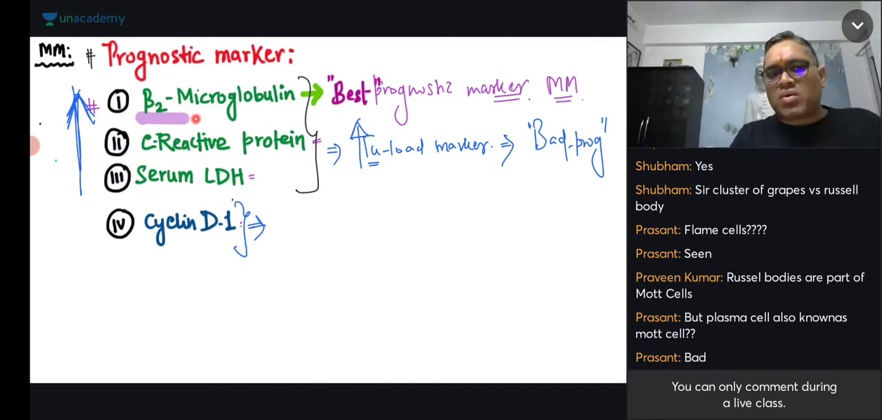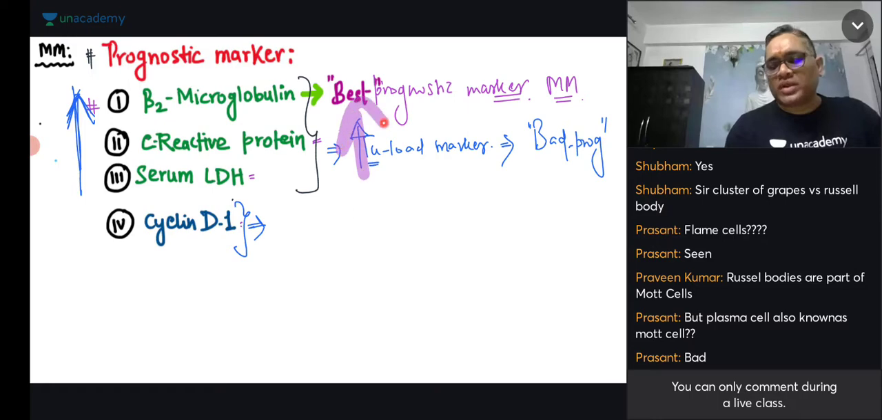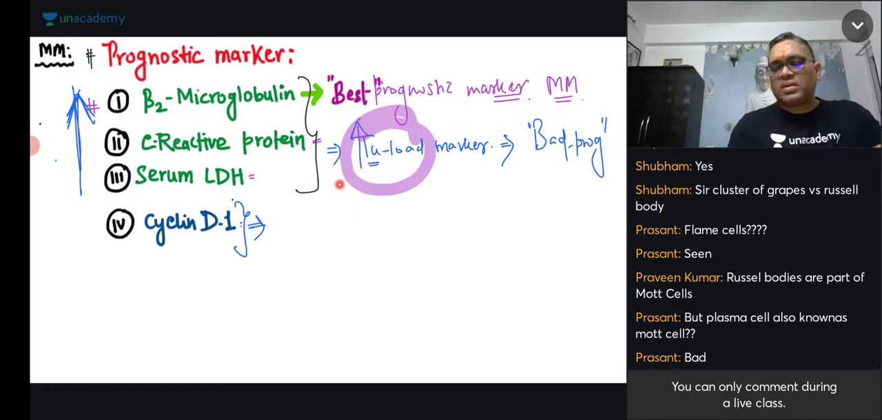But the students were not knowing about these two because they are not given in Robbins, so they took only this answer. So please remember, tumor load marker is all of them. That is why I wrote them together, right? Beta 2 microglobulin, serum C-reactive protein, serum LDH. All these are tumor load markers. And remember, when they are increased, it means tumor load is more, and it means prognosis is bad. Right. Now the cyclin D1.